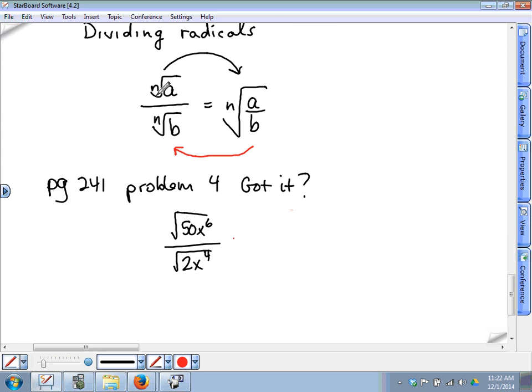So let's use this property here. We're dividing a square root by another square root, right? So we can turn that, according to this property, into one big giant root, and then we can simplify the fraction that's left over. So we can change this into one square root of a single fraction, 50x to the 6 over 2x to the 4.